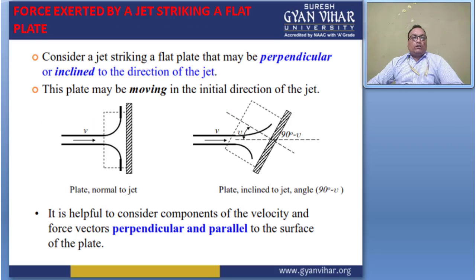Okay, for this case, we will first consider a jet hitting a flat plate at an angle of 90 degrees. Suppose this is the jet which has a velocity v, and it strikes the plate at a 90 degree angle, and the jet divides into two parts. One is the upper side and the other is the downside.